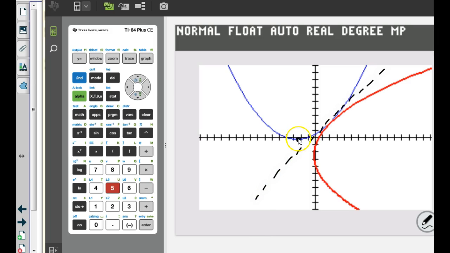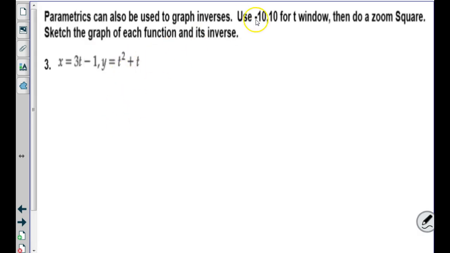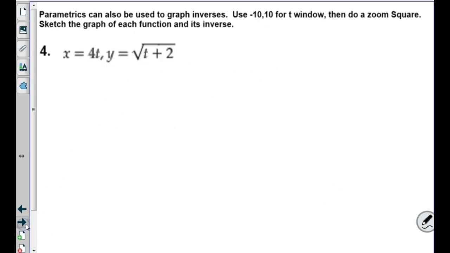This vertex that's over here is now over here somewhere. Okay, so it just wants you to realize that inverses in parametrics are very easy. All you have to do is switch the x and y. I'm just not happy that they don't give us a window to use. Oh, here it said use -10 to 10. Well, -5 to 5 worked, so we'll go with it.